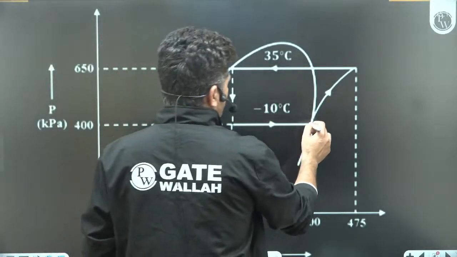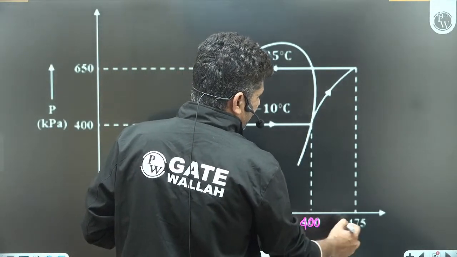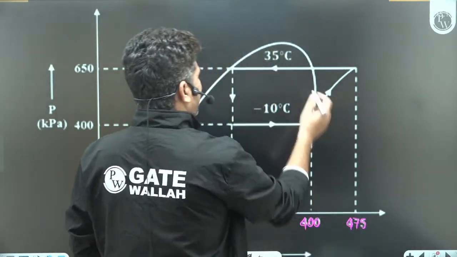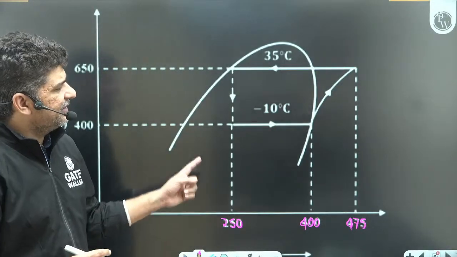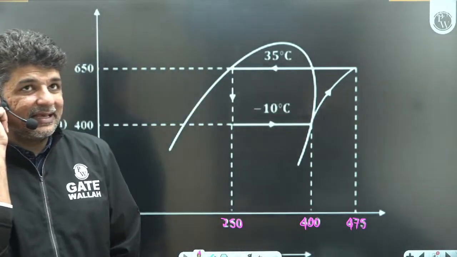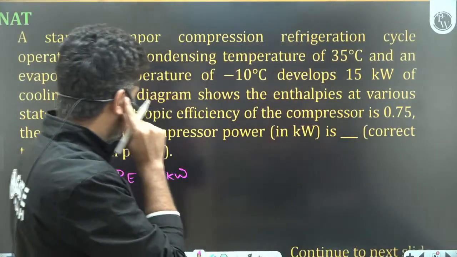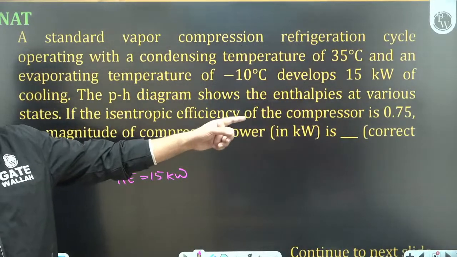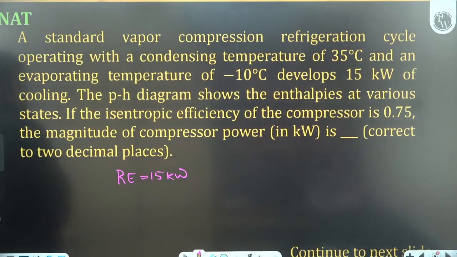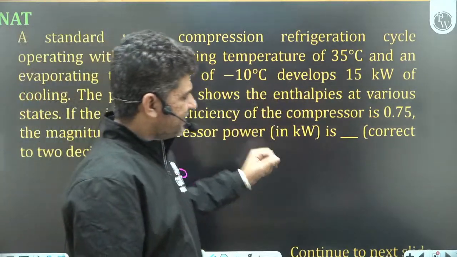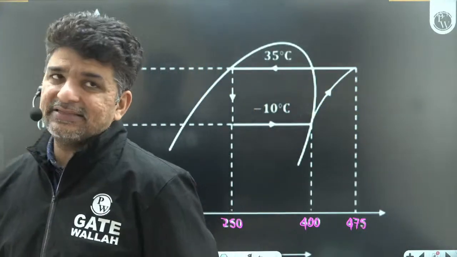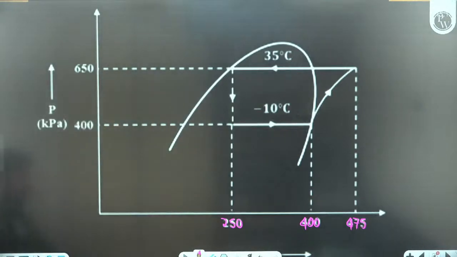So these are the enthalpies shown over here. It is 400 over here. This is 475. Okay, and the enthalpy over here is 250. These are the enthalpies for the ideal case. He has given you enthalpies for the ideal case, and he has given you isentropic efficiency of compressor as 0.75. Refrigeration effect is 15 kilowatt, compressor efficiency is 0.75, and these are the values of enthalpy. So quickly calculate what will be the power of compressor.